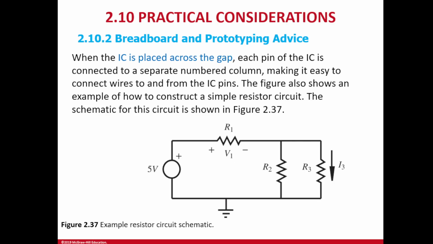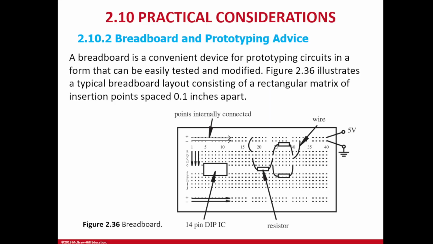So the other terminals of R2 and R3 are connected to the ground. Yeah. So the ground goes back to the power source, right? So you have completed this simple circuit assembly in a breadboard.